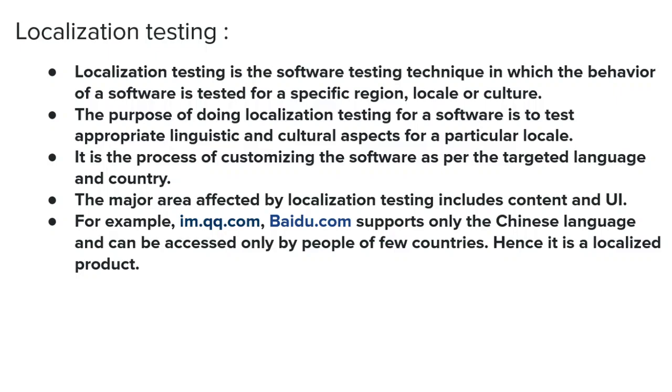A simple example of localization testing is that there can be some applications or websites which are specifically designed for that specific locale only. Let's say the example of qq.com, im.qq.com or baidu.com. These websites are specifically used and accessed by Chinese people only. It is specifically limited to China. It supports only the Chinese language and can be accessed only by people of a few countries. Hence, it is a localized product. So this is an example of a localized product. These specific applications or websites are designed only to be accessed by a specific region or specific locale. That is called localization testing.